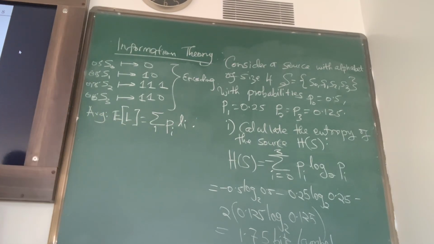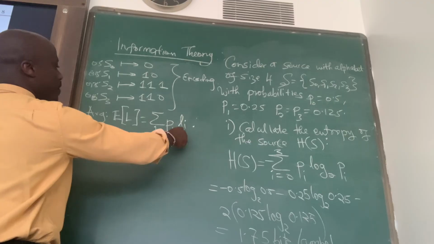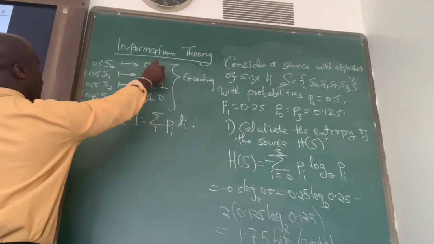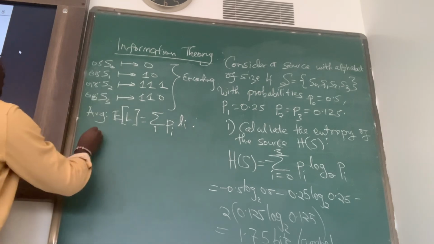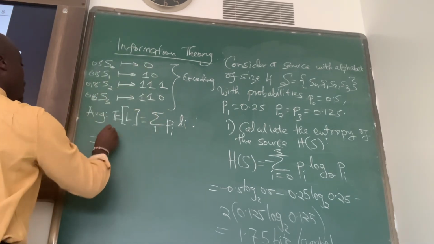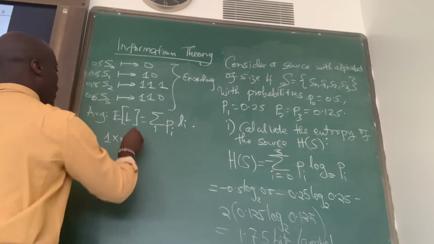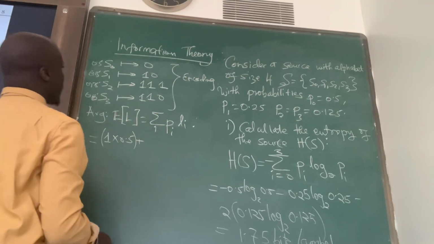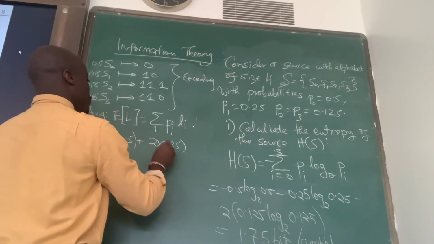So that's how you get the average, but we're going to talk about this in a few minutes. So you can calculate the average. This is the length of that code for that specific symbol, S0. So for S0, our length is 1, our probability is 0.5. Then for S1, our length is 2, our probability is 0.25.